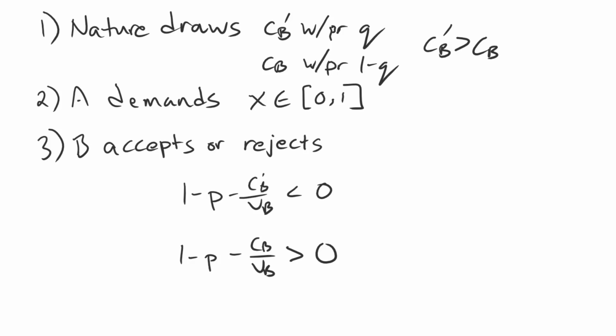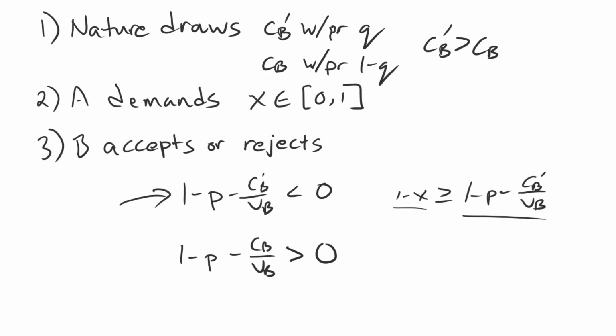Let's think about what the high cost type is going to do. If it accepts, it gets 1 minus X as its payoff. It's willing to accept as long as 1 minus X is greater than its war payoff, which is 1 minus P minus CB prime over VB. Well, we just realized that we're looking at the situation where the war payoff for the high cost type is negative. 1 minus X is constrained between 0 and 1. It is going to be at least 0, if not positive. So this relationship always is true because the right-hand side has to be negative. In other words, because the high cost type has a negative value for war, it accepts every demand that A could possibly make.